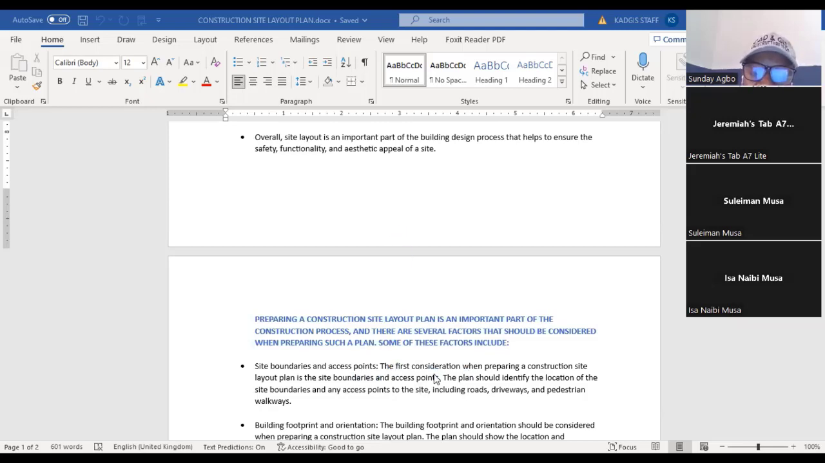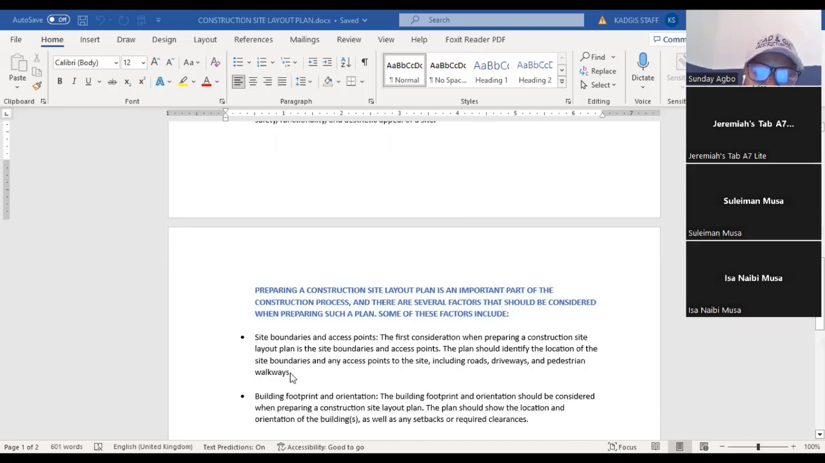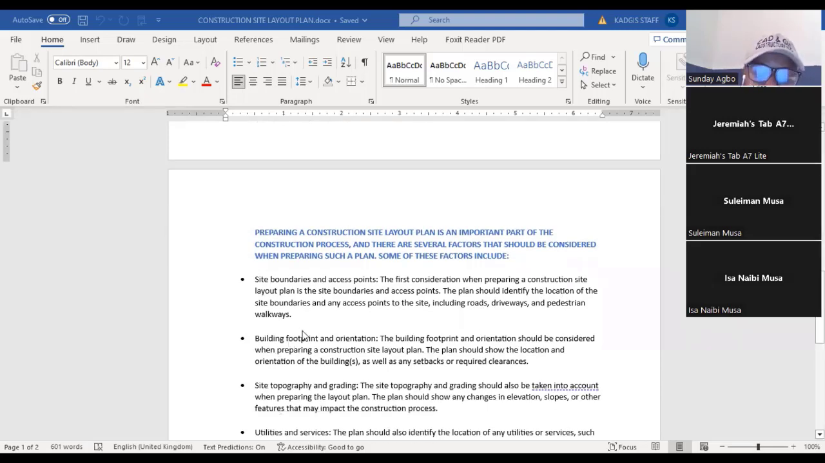The first consideration when preparing a construction site layout is the site boundary and access point. The plan should identify the location of the site boundary and any access point to the site, including road, driveway, and pedestrian walkway. Building footprint and orientation: you need to consider the existing building on that site and the orientation of the building. The building footprint and the orientation should be considered when preparing the construction site layout.